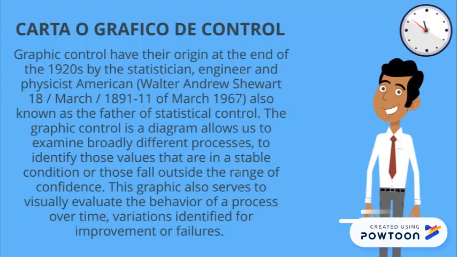Control chart. The control chart originated at the end of the 1920s by the American statistician, engineer, and physicist Walter Andrew Shewhart, also known as the father of statistical control. The control chart is a diagram that allows examining different processes broadly to identify those that are in a stable condition or fall outside of the range of confidence. This graphic also serves to visually evaluate the behavior of a process over time, identifying variation for improvement or failures.